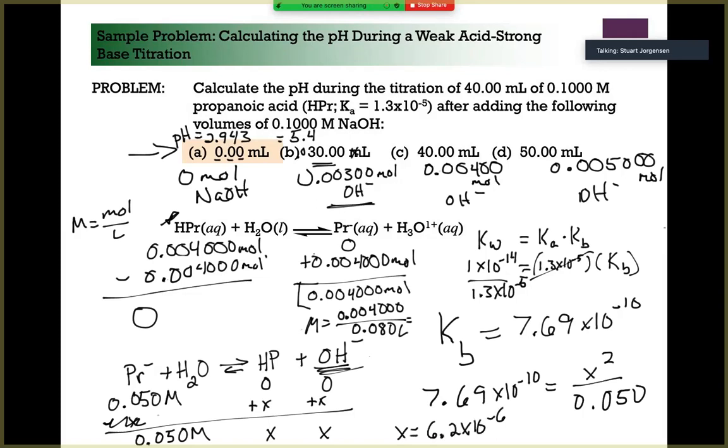Wait a minute. What was X? That's the molarity of our hydroxide. Negative log of that should give us our pOH. We get a pOH of 5.2. 14 minus the pOH gives us a pH of, survey says, 8.8 on our pH scale. And this makes sense. pH should be above 7 for a weak acid and strong base.